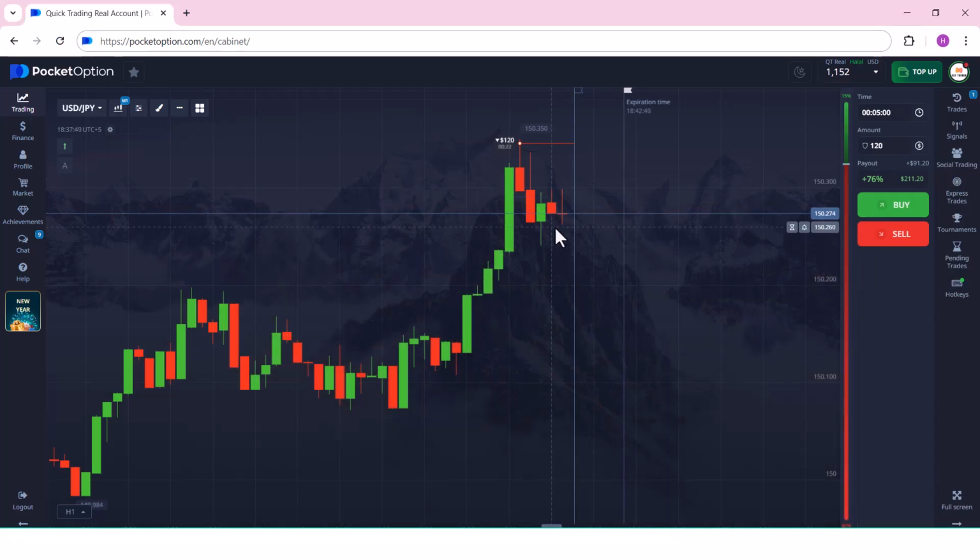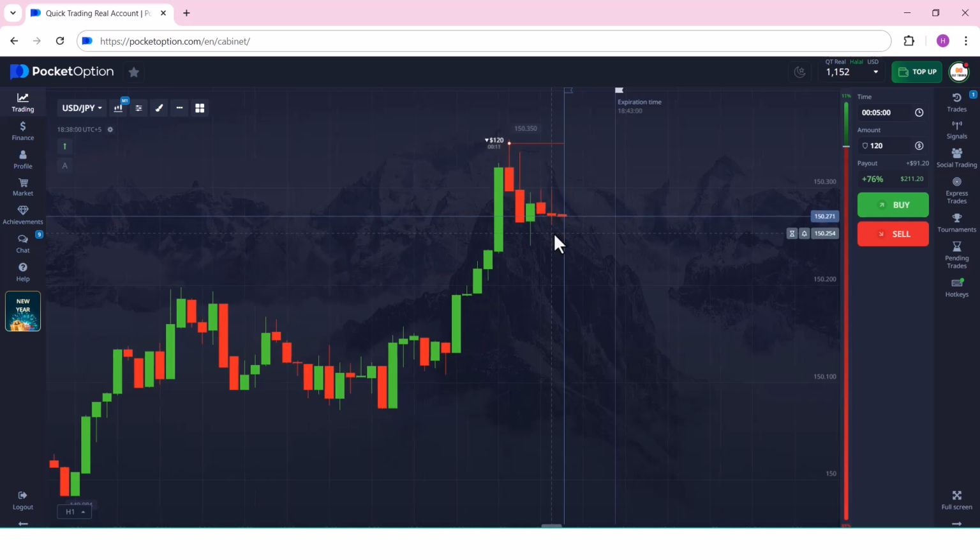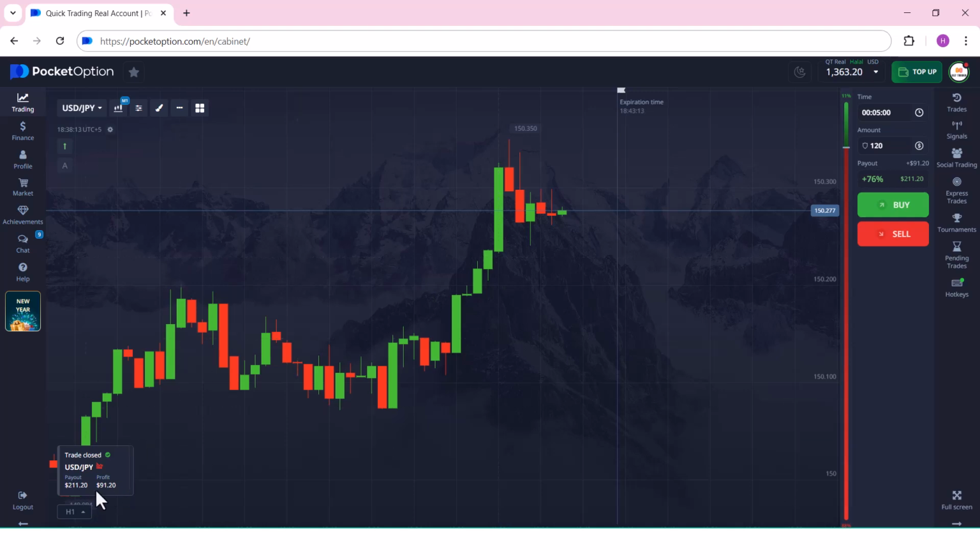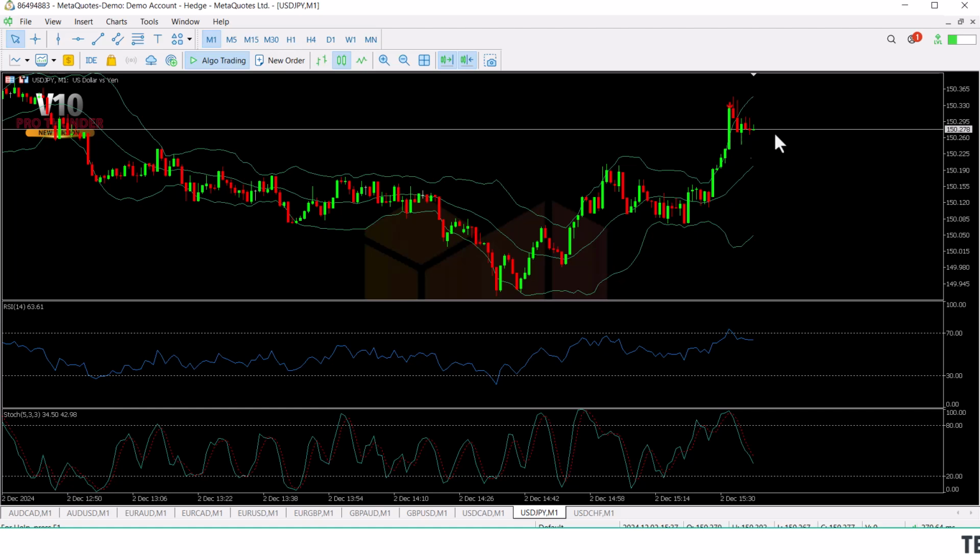Now, let's check back on our trade to see how it's doing. As expected, the Pro Thunder V10 signal was spot on. This is why it's my go-to indicator for trading. So, if you're looking for a tool that combines powerful AI technology with accurate market analysis, the Pro Thunder V10 is a game changer.